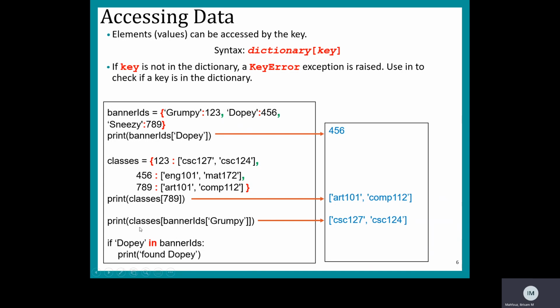Well, I can use the in keyword, just like we did with lists and strings, and ask it, is Dopey in banner IDs? And it's going to go to banner IDs and check all the keys. And here it's going to find that Dopey is a key, so this is going to return true. And so I can wrap it in an if statement. If this is true, then I'm going to say, for example, found Dopey, or I'm going to go and say, give me banner IDs of Dopey.